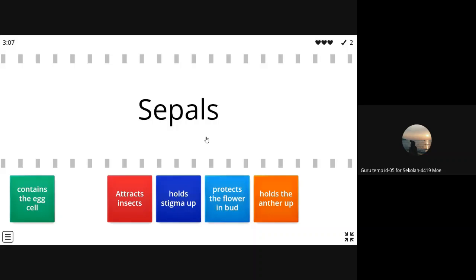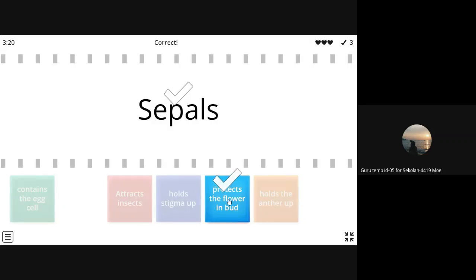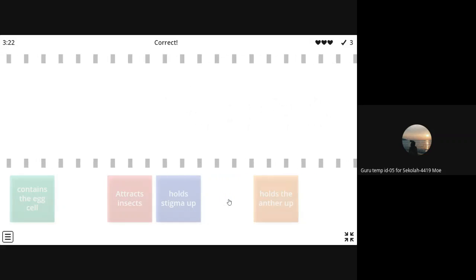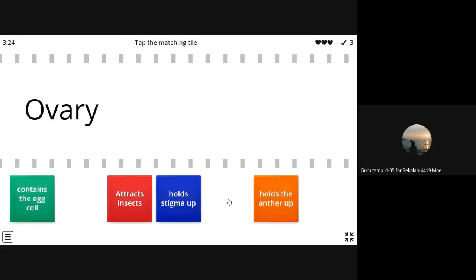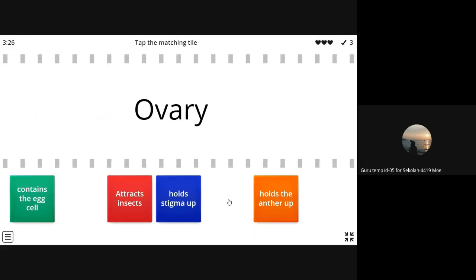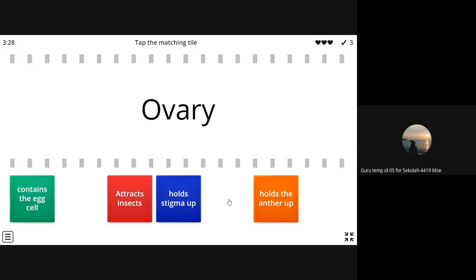Okay, the next one, sepals. So sepal, you can write the answer. Okay, E. Protect the flower in bud. Alright. Okay, protect the flower in bud. Correct. Remember, it is green in color, right? And it protects the flower during the bud stage.